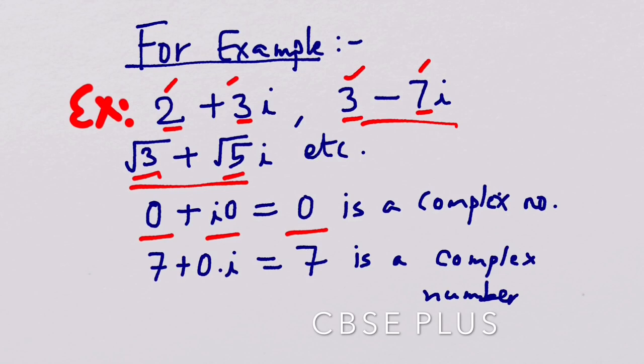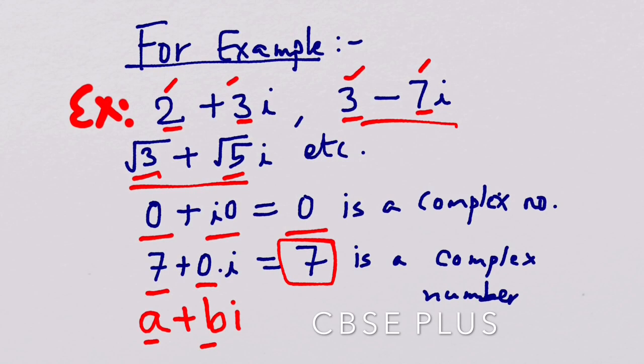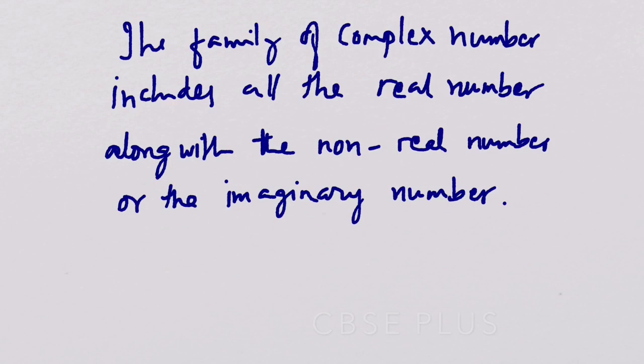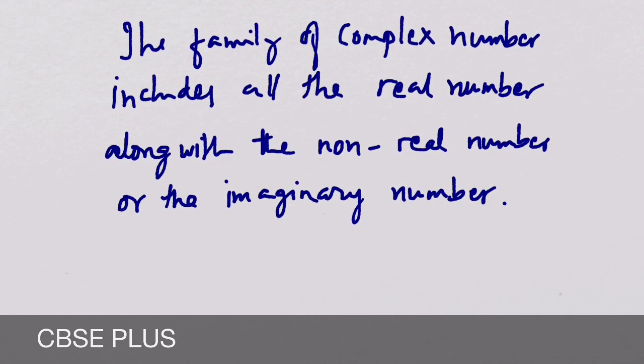Here we come to another example, 7 plus 0 into iota. Yes, 7 is a real number, 0 is a real number. It is written in the form of a plus b iota, where a and b are real. So this is a complex number which is equal to 7. A simple natural number, you see, is also a complex number, or a simple real number is also a complex number. So the family of complex numbers includes all the real numbers along with the non-real numbers or the imaginary numbers.